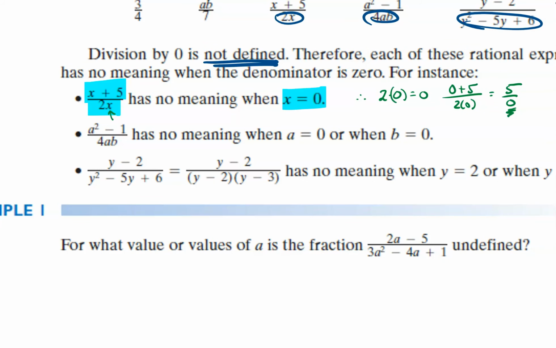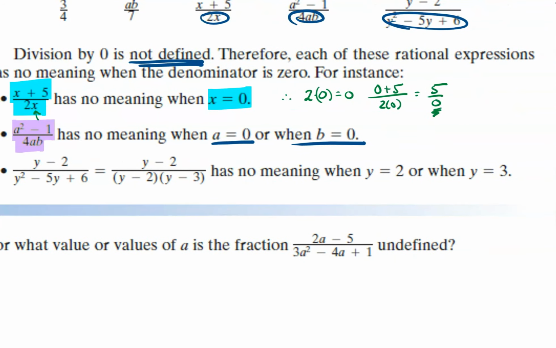Similarly, in the second example, a squared minus 1 over 4ab, that would be undefined or have no meaning when a is equal to 0 or when b is equal to 0. If a was equal to 0, we'd have an expression that looks like this: 0 squared minus 1 over 4 times 0 times whatever b value we choose. That ends up being negative 1 over 4 times 0 times b. Well, if you remember the zero product property, that states that 0 times anything becomes 0 itself. And now again, we have a negative 1 divided by 0, 0 in the denominator, which is a problem.